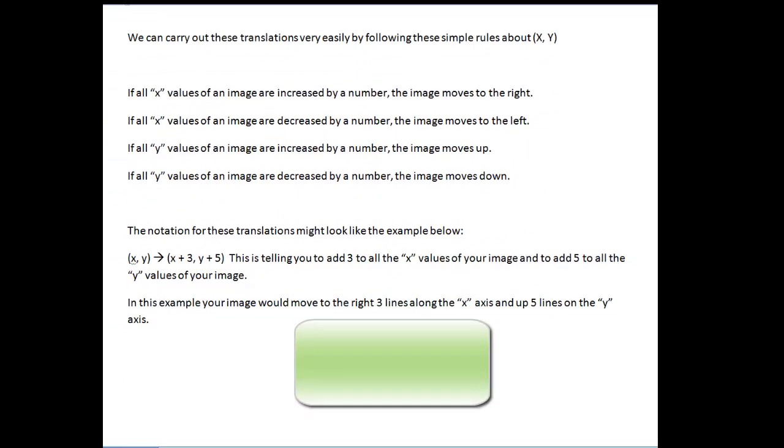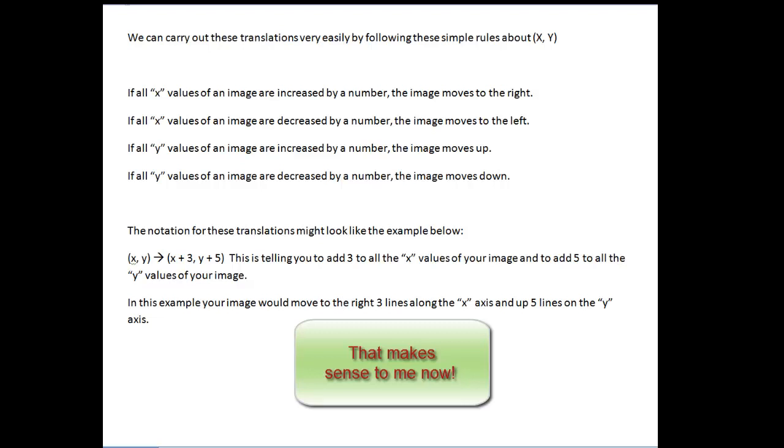The way that we carry out these translations is very easily, by following simple rules about the x and y values. If all the x values of an image are increased by a number, the image moves to the right. If all the x values are decreased by a number, the image moves to the left. If all y values are increased by a number, the image moves up. If all the y values are decreased by a number, the image moves down.